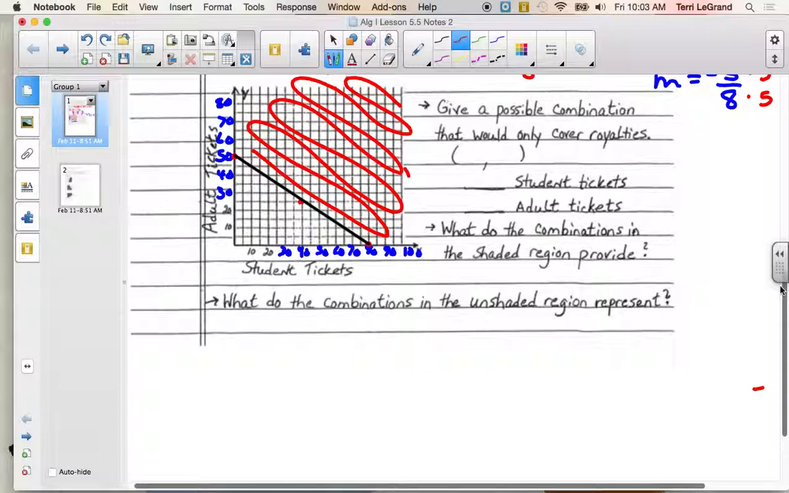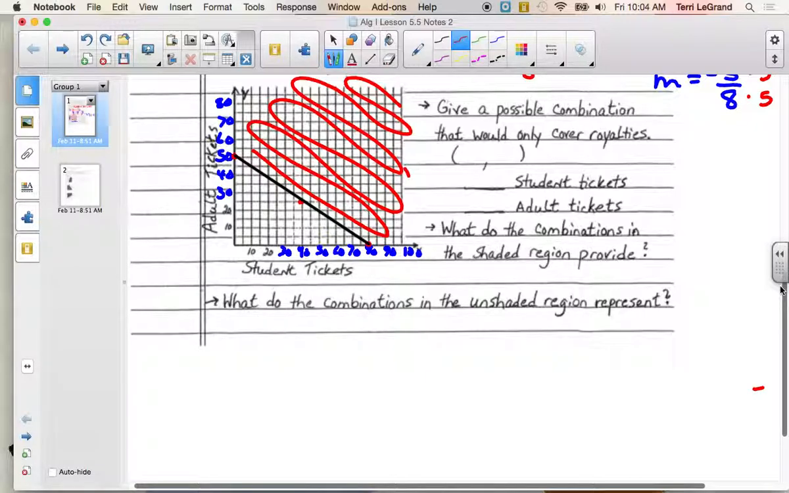So can you sell, let's see, can you sell 90 and a half student tickets? Is that going in there? 90 and a half, zero? Isn't that going in there? Can't sell half of a ticket or a third of a ticket. So in reality, even though this is shaded, we have to say to ourselves, no, reasonably, only integer values for X and integer values for Y would actually count, right? You can't have parts of tickets.